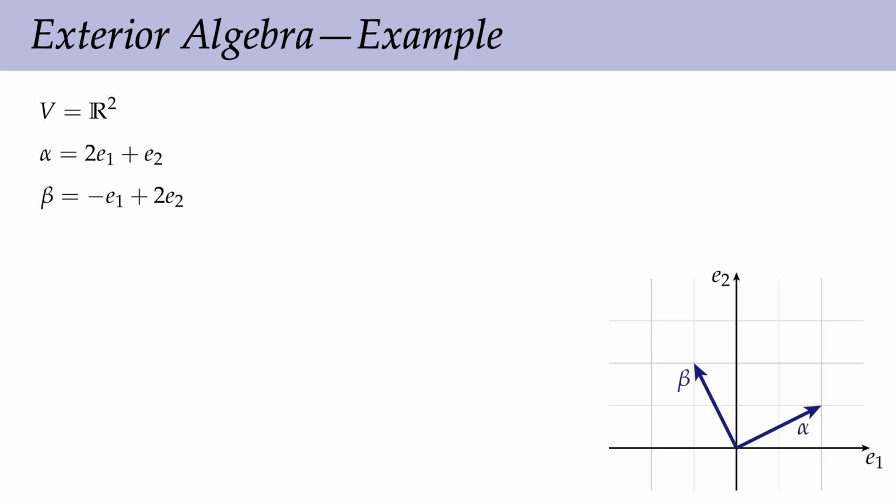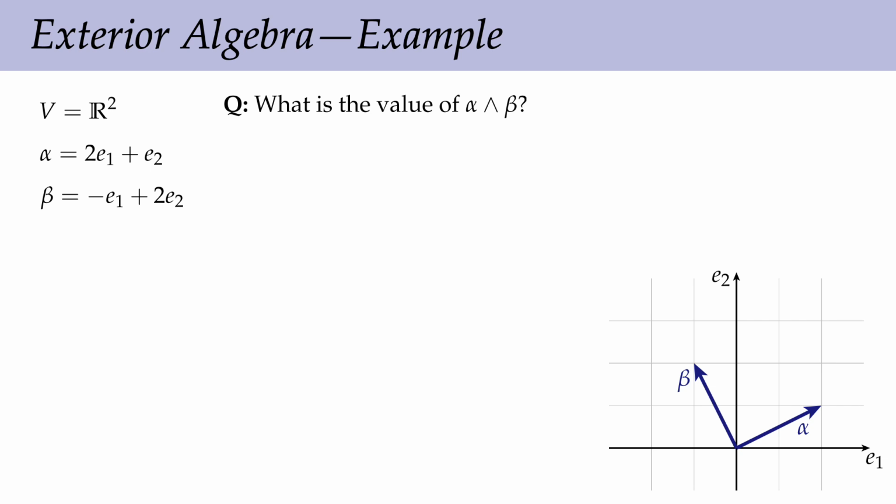Another example, really doing a calculation in a basis: okay, let's say we're in R2 and we have a one-vector alpha, which is equal to 2e1 plus e2, and we have another one-vector beta, which is equal to minus e1 plus 2e2. Okay, so we could draw those as little vectors like this, alpha and beta. What is the value of alpha wedge beta? Okay, this is where it all comes together. Maybe you understand this conceptually, but can you really plug this in and do a calculation?